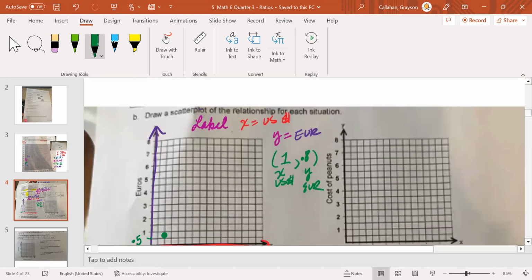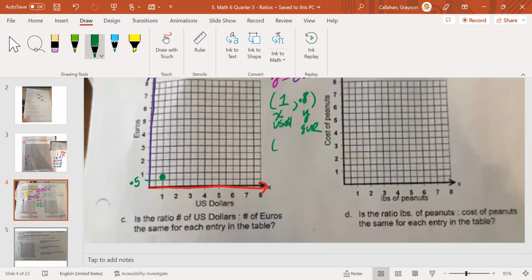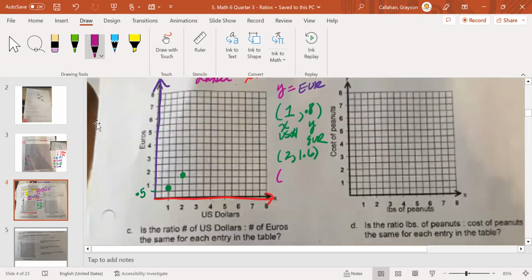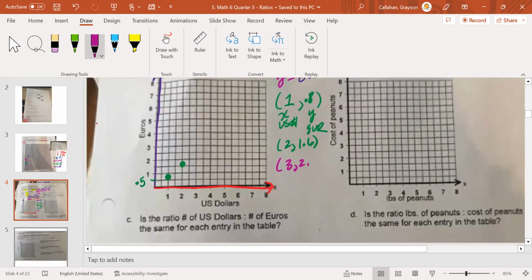Then let's go on to the next point. Second point is 2, 1.6. Right? Here's 2. There's 1. 1.5 is right here, so 1.6 has to be right there. Okay? Next one. 3, 2.4. So here's 3. There's 1. There's 2. 2.4. This is 2.5. So 2.4 is right there below that. Do you see that? Okay.